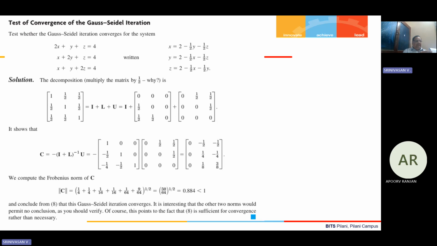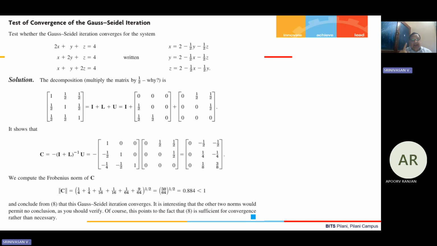Therefore, C is now the inverse matrix. Determinant B is 1. You can easily find it. So I have straight away found B inverse as 1, 0, 0, minus 1 by 2, 1, 0, minus 1 by 4, minus 1 by 2, 1. So you should be able to find the inverse of the matrix by your usual easy method. You know how to find it.